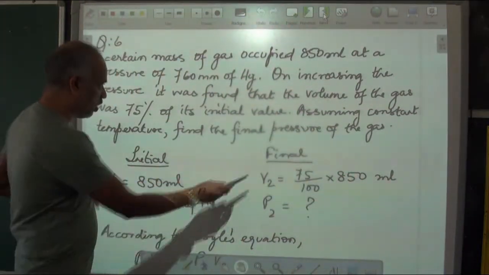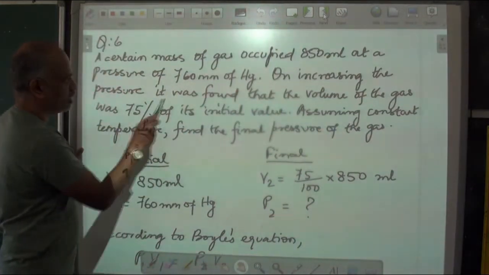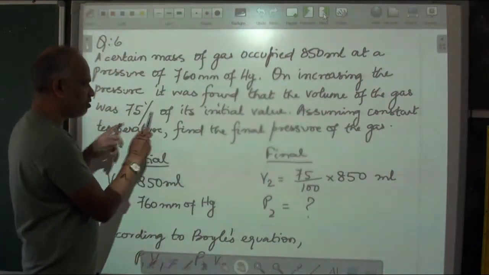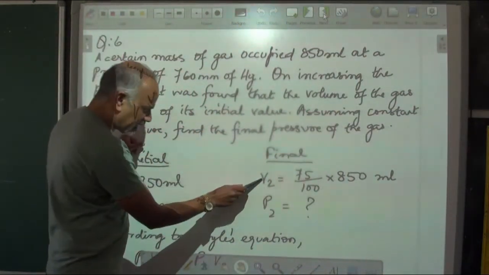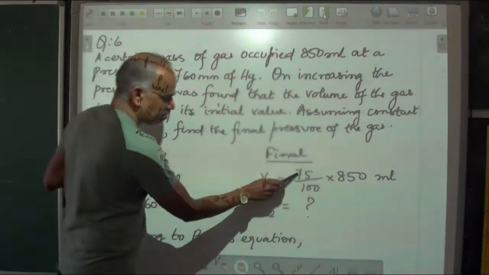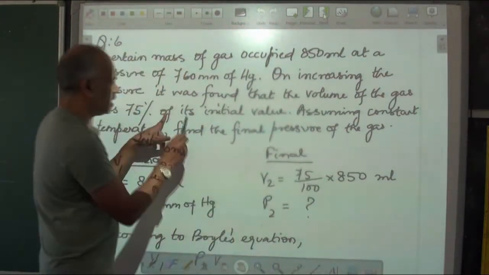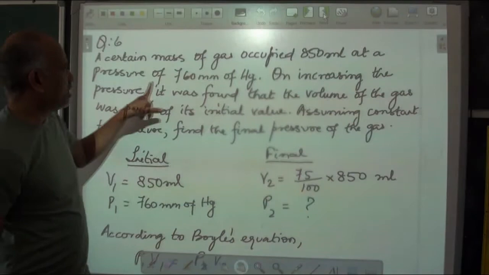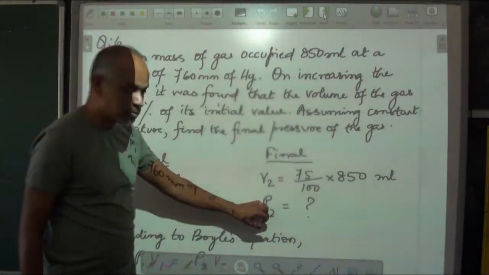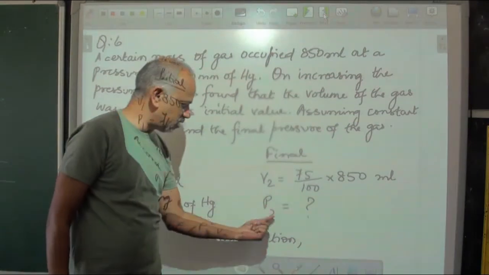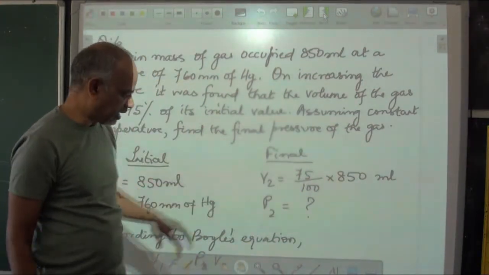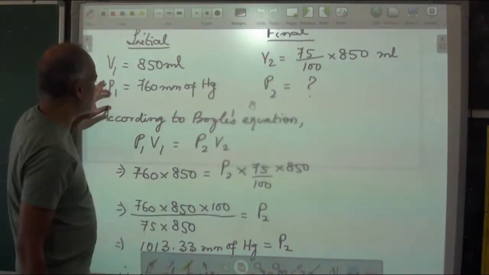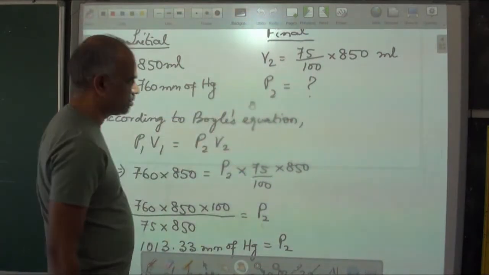Again, about volume 2. The volume of the gas is 75%, means 75 by 100, of means into its initial value. Initial value was 850. It says on increasing the pressure, which means to what the pressure was increased was not known, so P2 is a question mark, you don't know. This is what you're going to find. So these are the values that you know: V1, P1, and V2; P2 is what you're going to find.